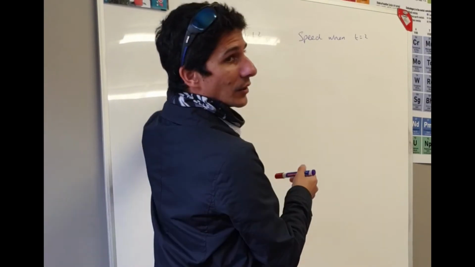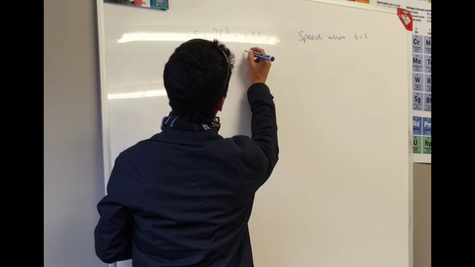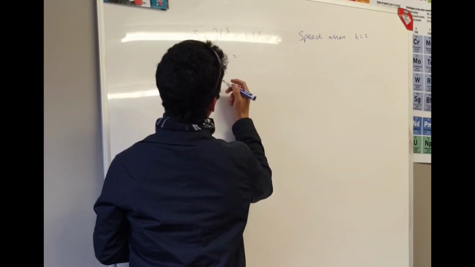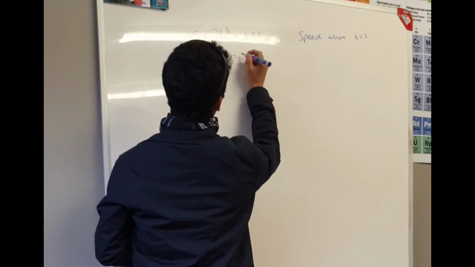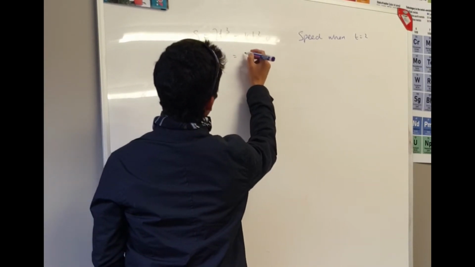Okay, quickly differentiate for me, Trey. Which one? Oh, the ds over dt. Yeah, so find me the velocity function quickly. So differentiate displacement for me. Okay, that's.